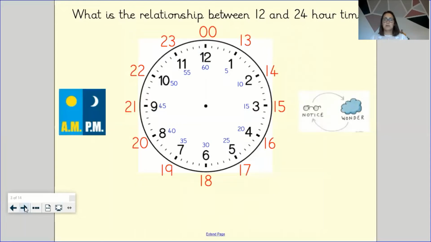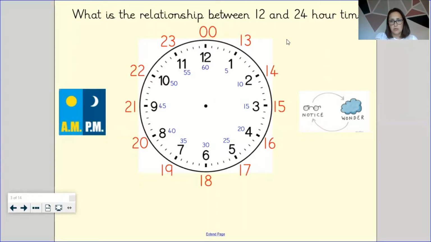So what is the relationship between 12 and 24-hour time? Have a little look at the clock, which shows 12-hour time, 24-hour time, and also the 5-minute intervals. What do you notice? Do you have any questions? Is there anything you wonder? So have a little look at that. You might notice, for example, that the difference between 13 and 1, the difference between 14 and 2, 15 and 3, 16 and 4, and all the way around is always 12. So there's always a difference of 12 between them because it's 12 hours later.